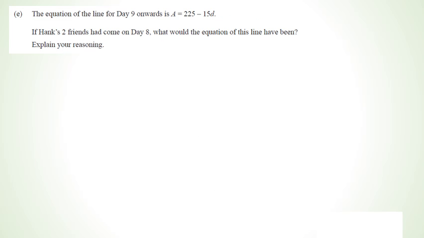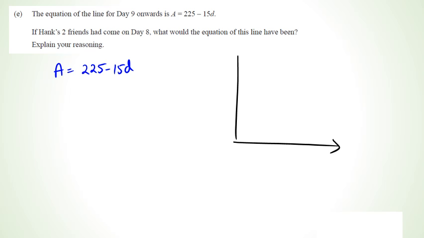All right, so what they've done is they've actually given you the equation for the line from day 9 onwards. They tell you that from day 9 onwards the equation is a equals 225 minus 15d. Now what the question says is that if Hank's 2 friends had come on day 8, what would the equation of this line have been? All right, so let's just have a look at that. I'm just going to draw a rough graph here, guys, so you can get an idea. So let's see. When it was day 9, Hank's friend had arrived and actually started helping him out.